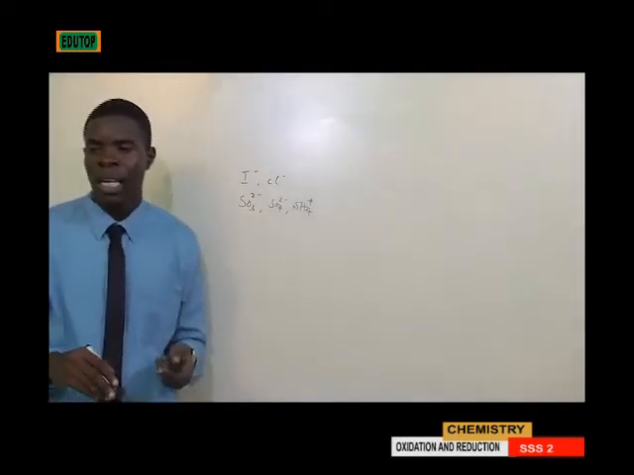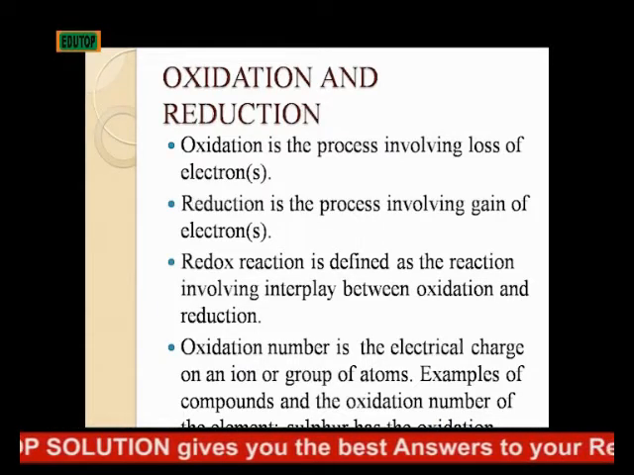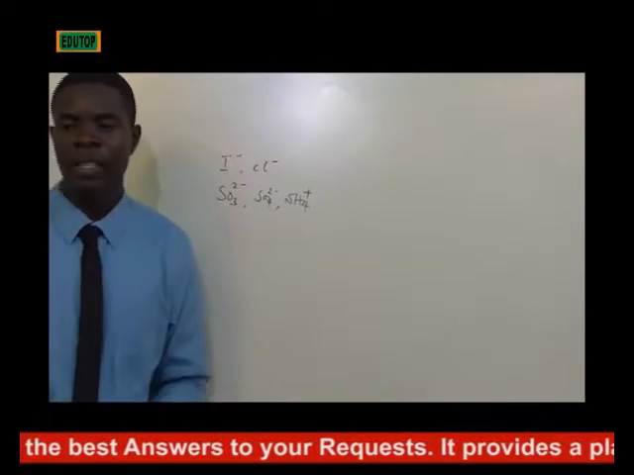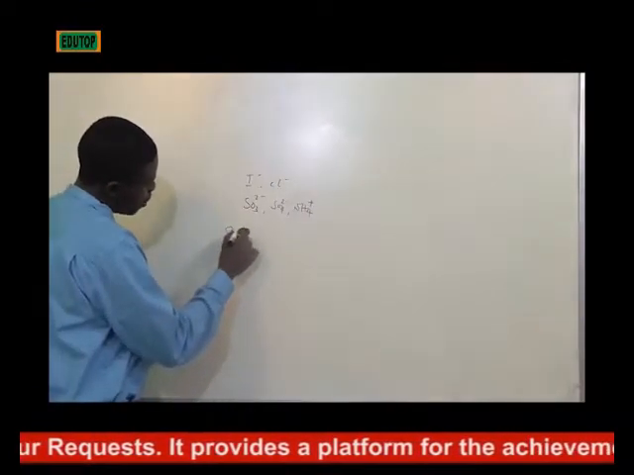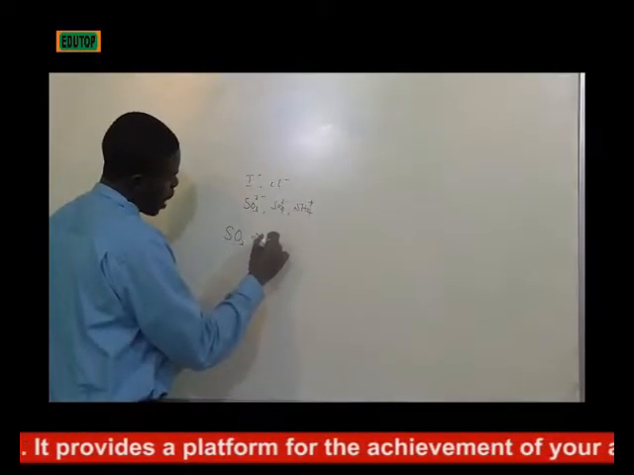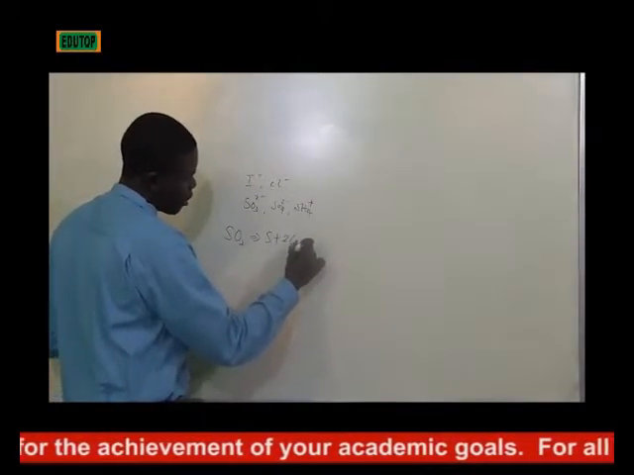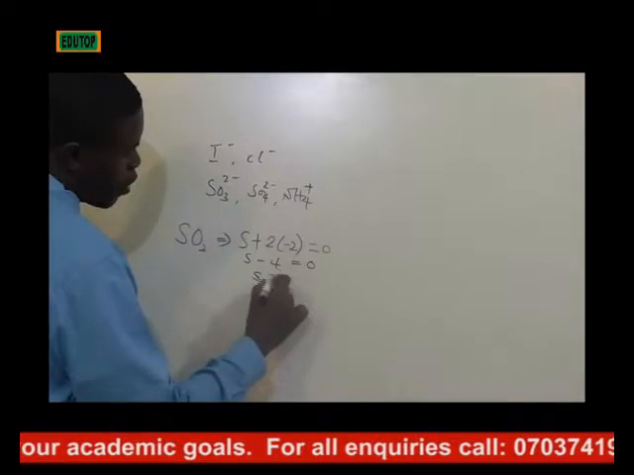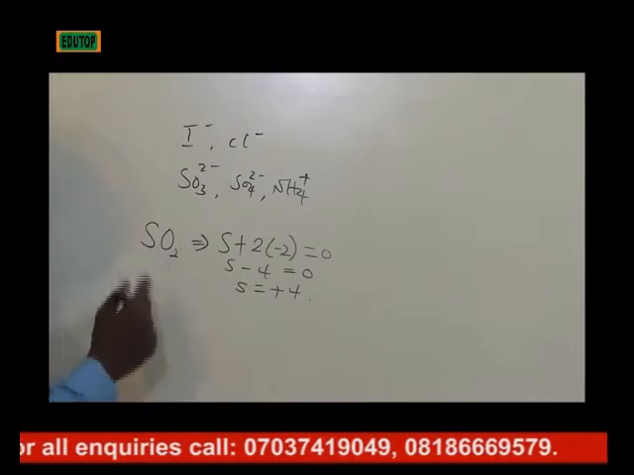Now, examples of compounds and the oxidation number of the elements. Sulfur has oxidation numbers of +4 and +6 in this respect. How can that be demonstrated? Sulfur of this form has oxidation number of +4 because you have -2 for oxygen, and the sum equals 0. So S minus 4 gives you 0, S equals +4. So the oxidation number of sulfur here is +4.